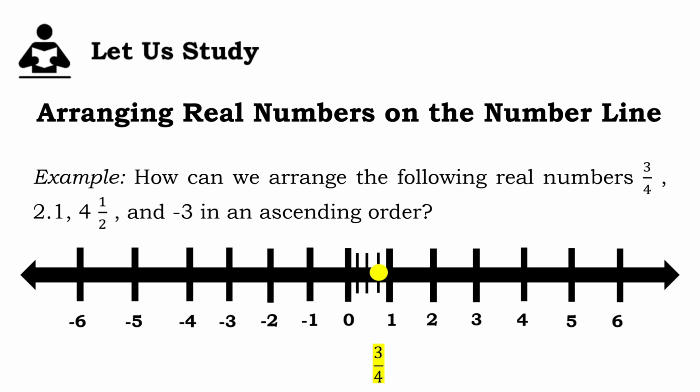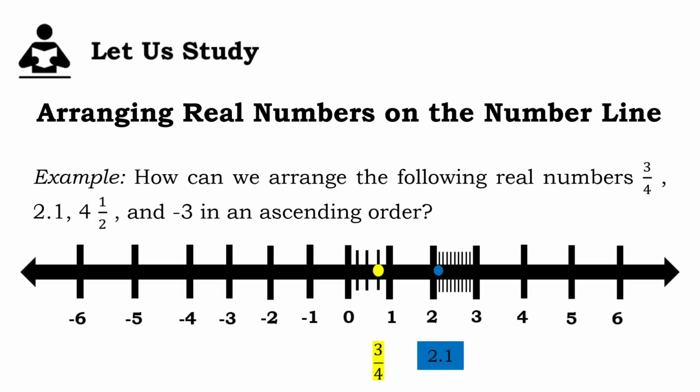The second one is the 2.1. Again, where can we locate 2.1? Yes, it's between 2 and 3. But before that, let's divide the space into 10 equal parts since it is written in decimal form. So we will just have to count 2.1. 2.1 is the next to 2. So right there, we will plot the point 2.1. As you can see in our illustration, the color blue.